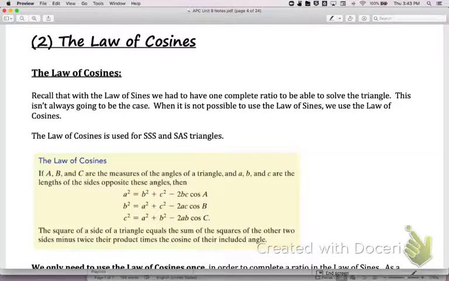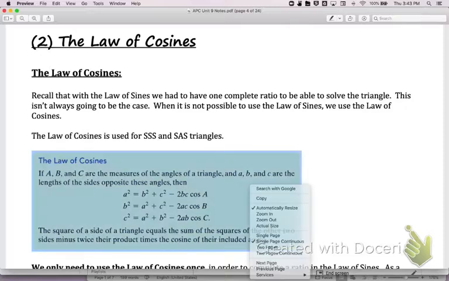Today we're going to look at the law of cosines. With the law of sines, remember that we had to have a complete ratio, meaning side A and angle A, in order to be able to solve the triangle. We're not always going to have that, and that doesn't mean we're out of luck. That just means we have to switch to the law of cosines. The law of cosines is used for side, side, side, where you're given 3 sides and no angles, or side, angle, side: 2 sides and the angle in between.